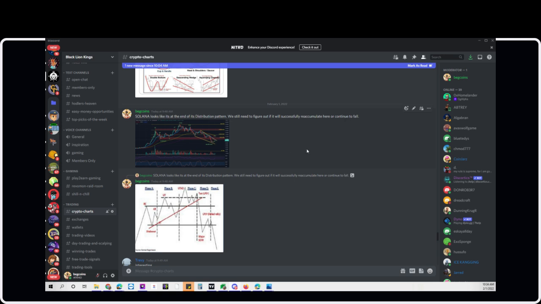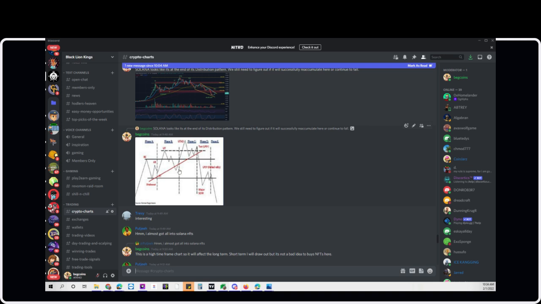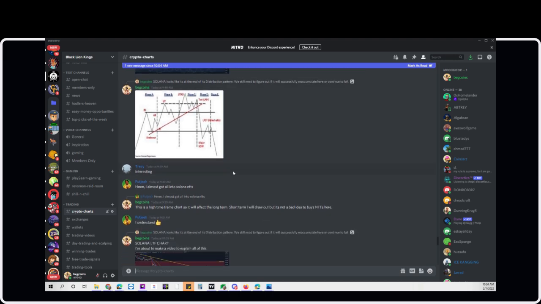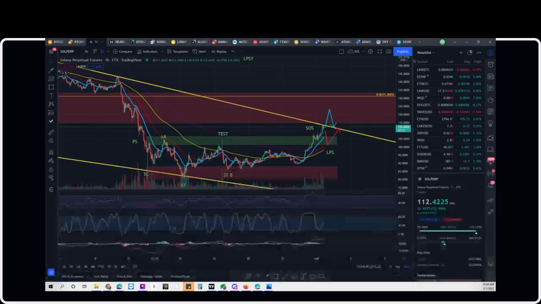Ultimately, I think we get a resistance test. Here's the schematic that I followed. It's not always going to be the exact length or the time frame, but it's very similar. So that's the schematic we were looking at. Solana made a dip down to 110 and came back to 112.60.